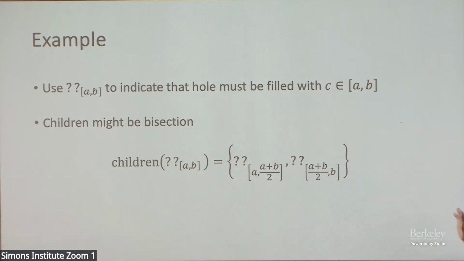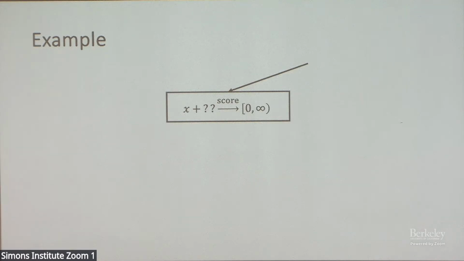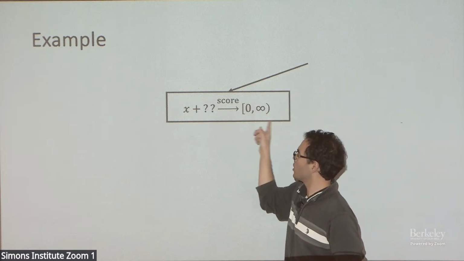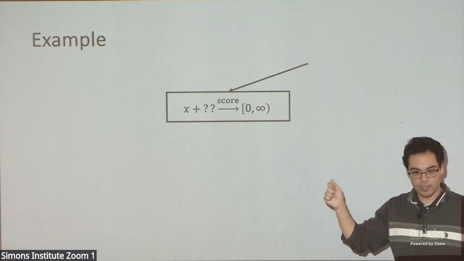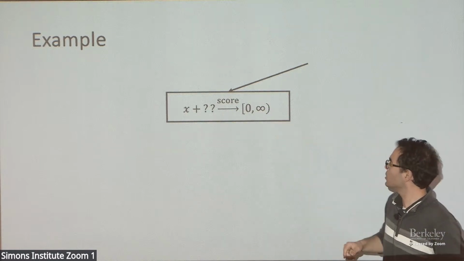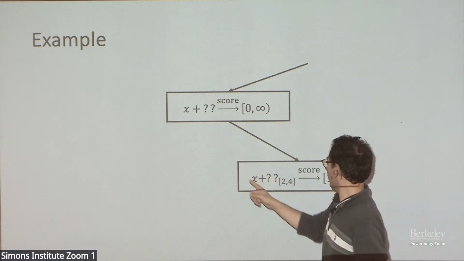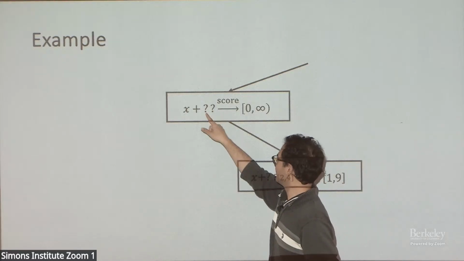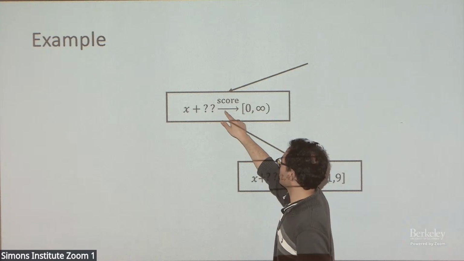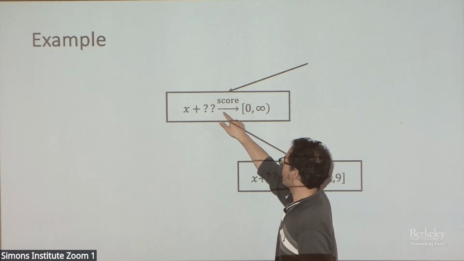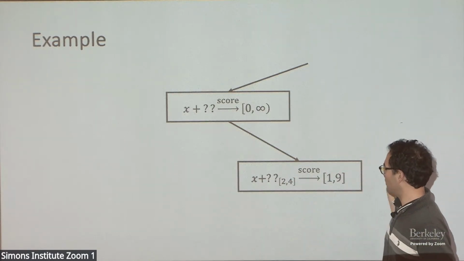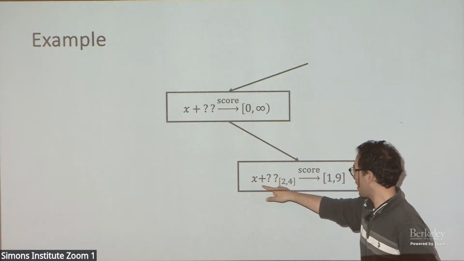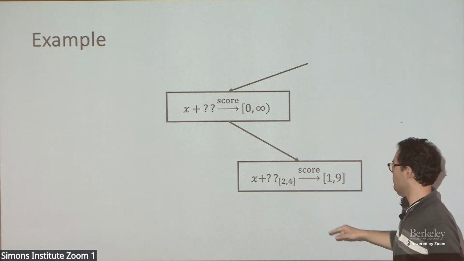Just stay tuned for that. Okay, just to continue this example, how do we actually do search now? We had this branch where x plus question mark gets mapped to 0 to infinity. That comes from abstract interpretation. I skipped a step in this example. This hole should be labeled with a constraint from minus infinity to infinity to say that it's some real number. And then we might consider a child where you have x plus question mark, and the question mark is labeled with 2, 4.